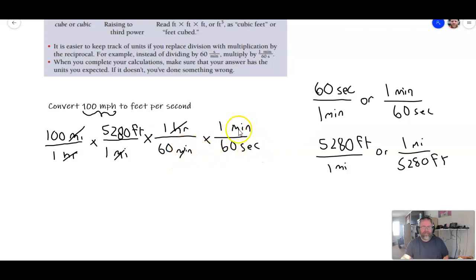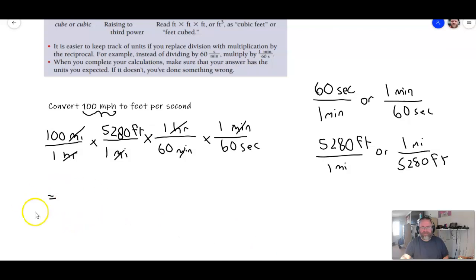Now this minute will cancel out with this minute. That's why I put the minute on top. Now the only unit left on top is the feet, which is what I want, and the only unit left on the bottom is the seconds, which is what I want. So now I'm just going to multiply the fractions together.